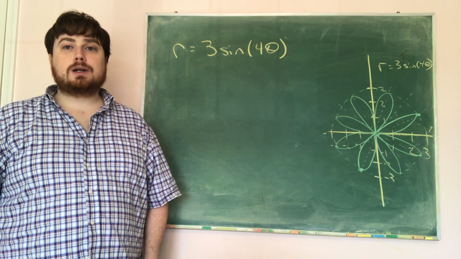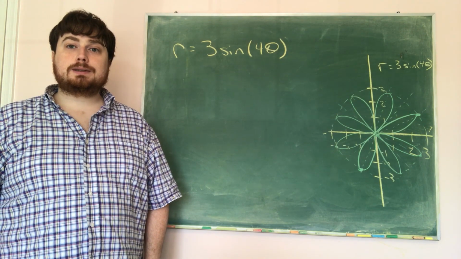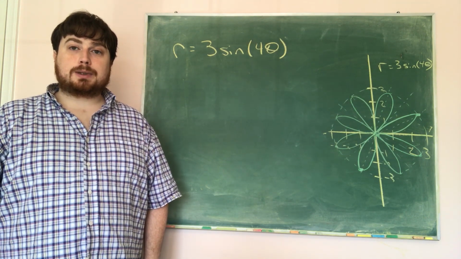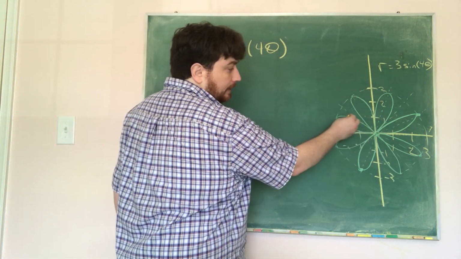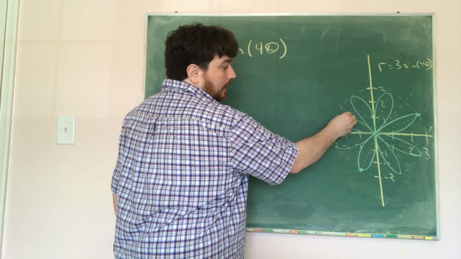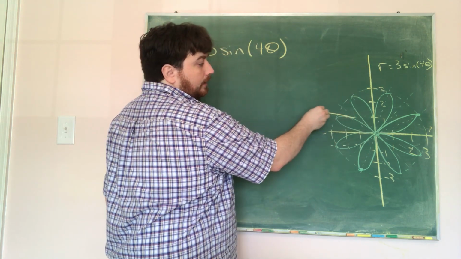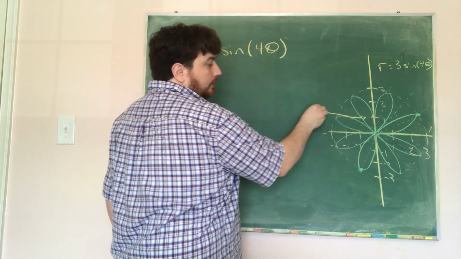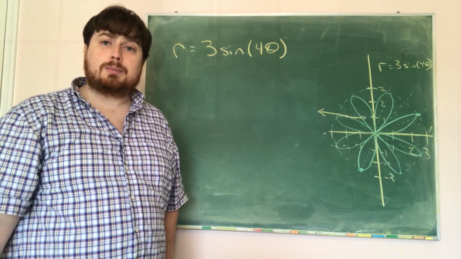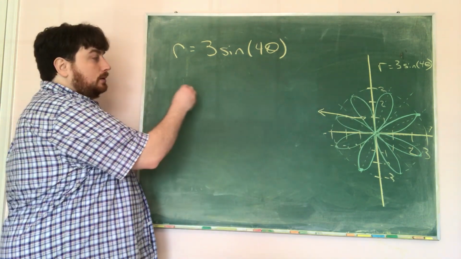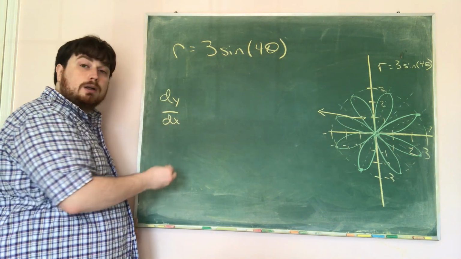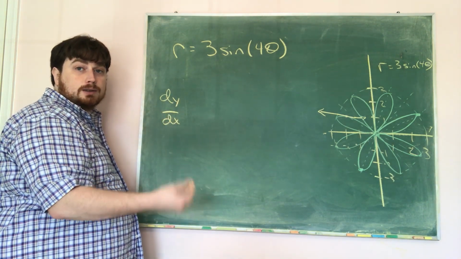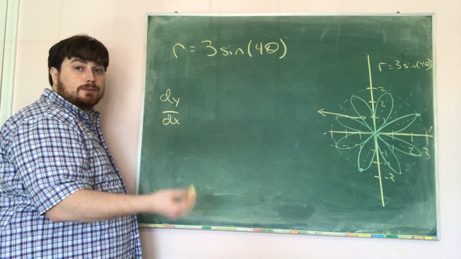Alright, now that I have a graph of my polar curve, what I want to do next is find the derivative of y with respect to x for any given theta. So the point here is that if I pick, say, this theta right here, I would find this line right here, and if I wanted to find the slope of that tangent line, what would that be? Well, the slope of that tangent line is just going to be dy dx at a given point. So instead of finding it at a single point, we're going to find this in general, so let's find dy dx.